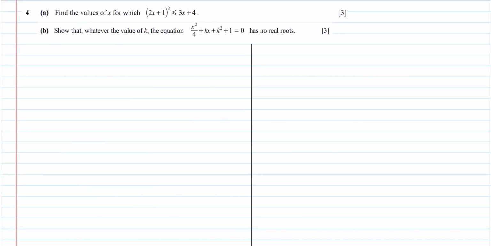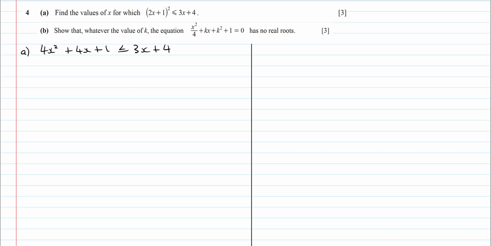Question 4, part A, we need to find the values of x for which (2x + 1) all squared is less than or equal to 3x + 4. So we'll start by expanding the left-hand side of the inequality. So we're going to get 4x squared plus 4x plus 1 is less than or equal to 3x plus 4.